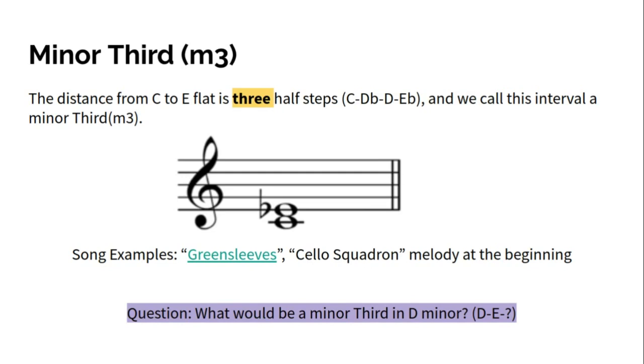Some song examples are Greensleeves, and there's a link provided here in the title. My middle schoolers will know the Cello Squadron theme. That is also the beginning of Ride of the Valkyries, and that also has a minor third at the beginning. Now, it dawned on me, I was thinking, well, what's something a little more relative to maybe you guys? The bass line in the Billie Eilish song Bad Guy, built on minor thirds, goes like this.